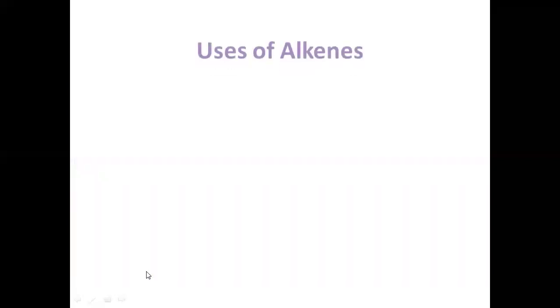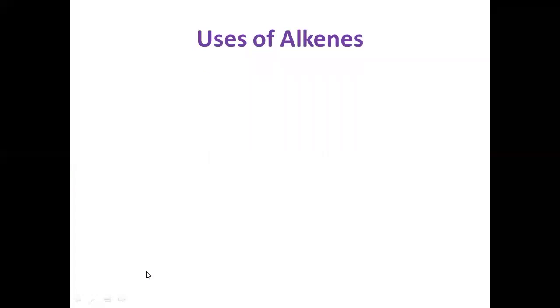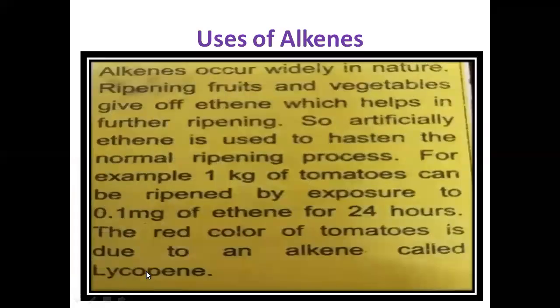Next is about the uses of alkenes. What are the uses of alkenes? Alkenes occur widely in nature, and the ripening fruits and vegetables give off ethene, which helps in further ripening. The fruit ripens due to the presence of ethene in it. That ethene will help in the ripening of fruits.